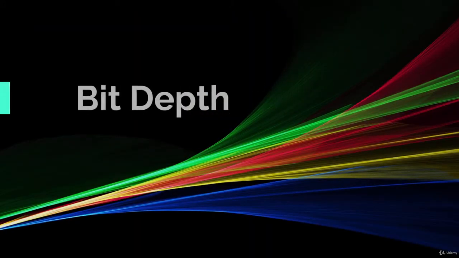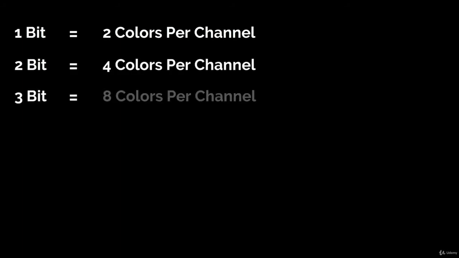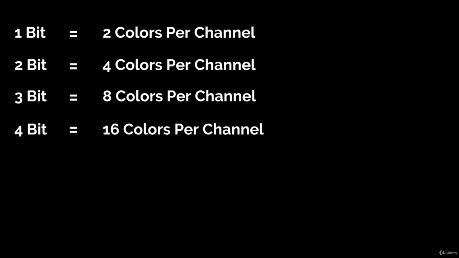The final property you will want to look at is bit depth. Bit depth refers to the amount of colors that can be stored in any given image. In an image, 1 bit means that you will only receive 2 colors, black and white. 2 bits gives you 4 colors. 3 bits gives you 8 colors. 4 bits gives you 16 colors, and on up.